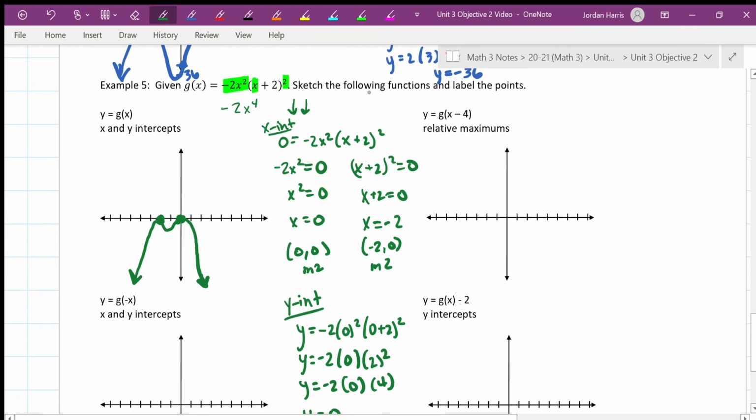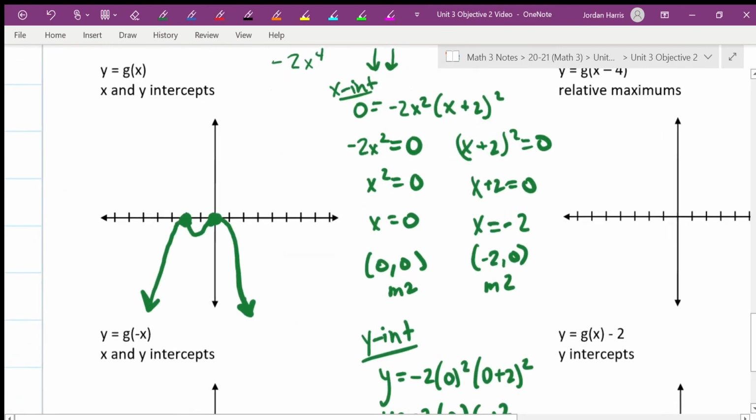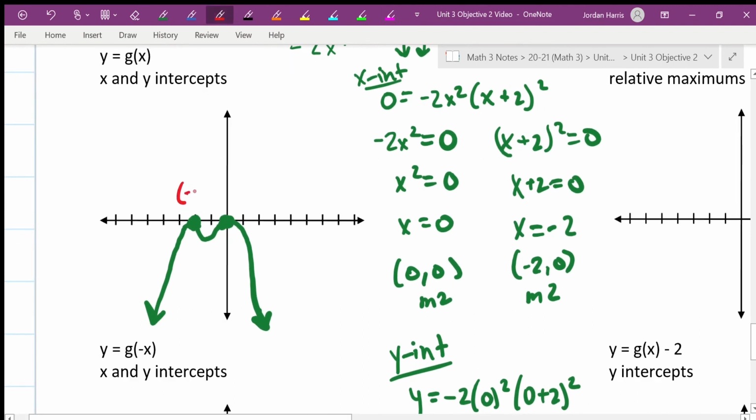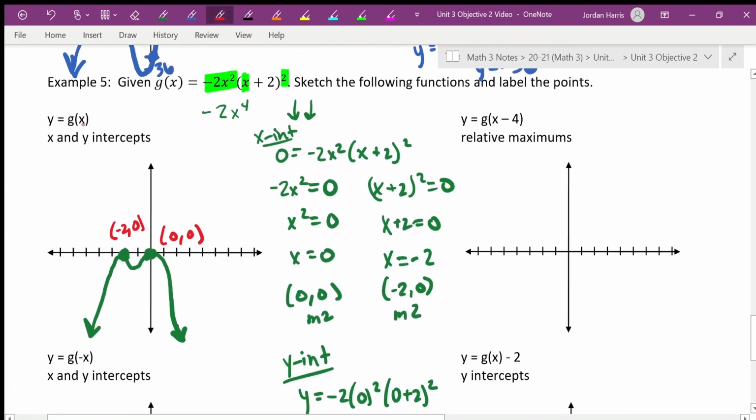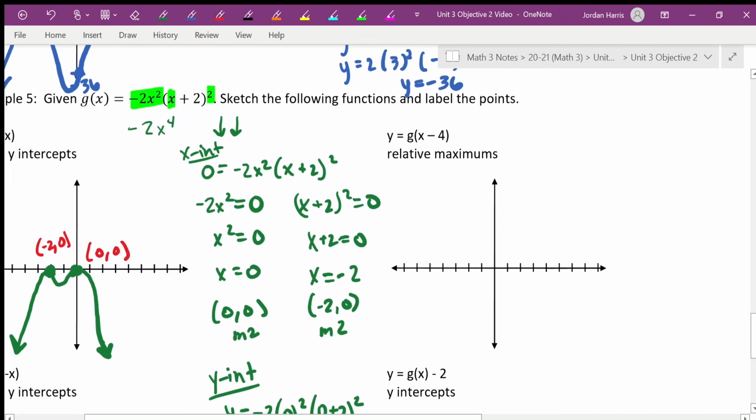And it says, label the points. So I need to label my x and y intercepts. So I'm going to label them on the graph. Negative 2, 0, and 0, 0. There we go. Done. Next one. So that's g of x. That's my focus, that graph.